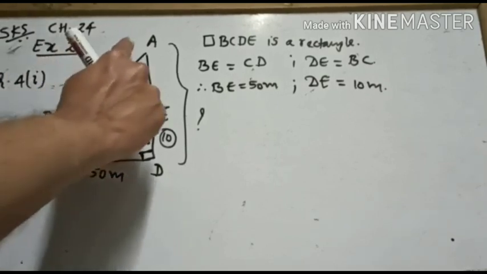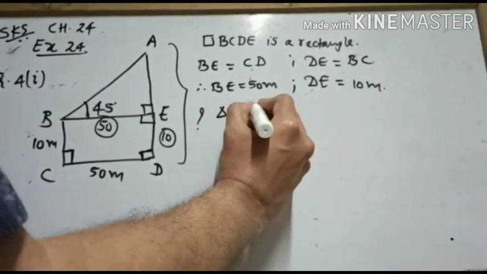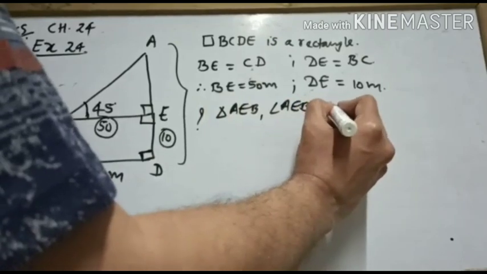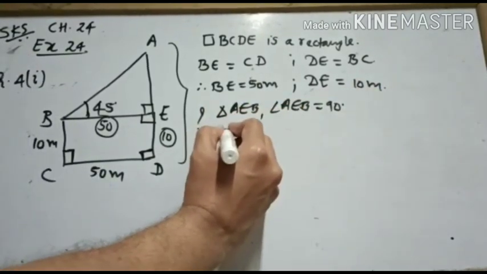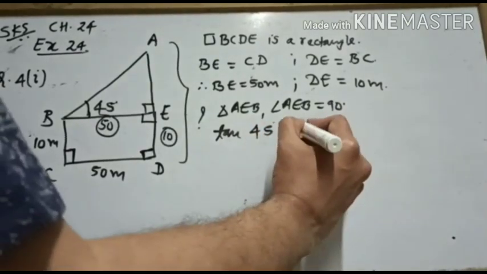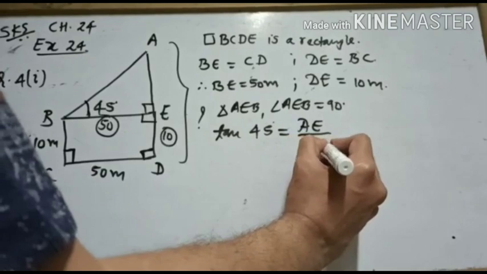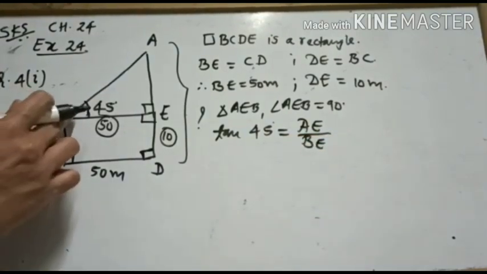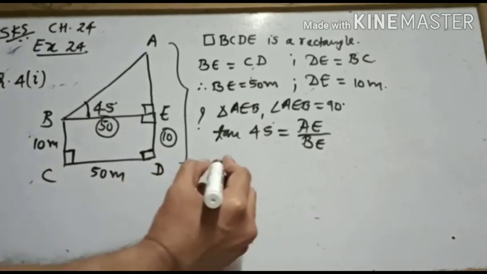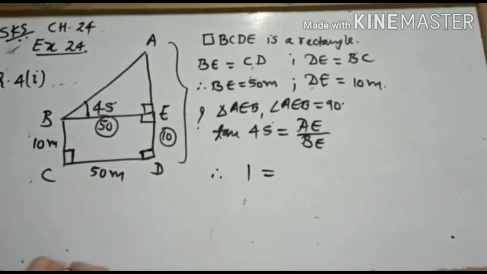Now if I look at triangle AEB, in triangle AEB, angle AEB is equal to 90 degrees. If I look at tan of 45 degrees in that triangle, then I can find the ratio as opposite side upon adjacent side. Tan 45 will be equal to opposite side, that is AE, upon adjacent side, that is BE. We know tabular values, and tan 45 will be equal to 1.